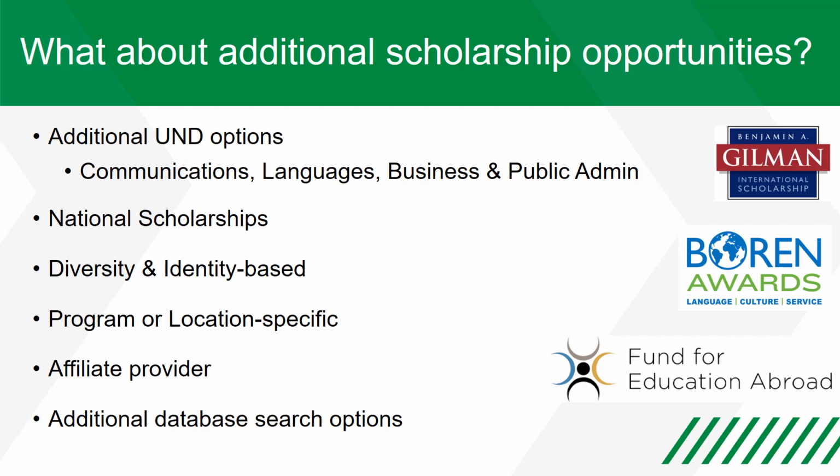So what's this about additional scholarships? There are numerous scholarships available that are specific to study abroad and can include the following: major-based options within UND, national scholarships, diversity and identity-based scholarships, program or location-specific, or maybe affiliated with one of your program providers. You can also search for additional options on these databases, which are available on our website. This is another reason why it's beneficial to plan ahead. UND students have been awarded scholarships from these lists in the past, and you could be the next one.